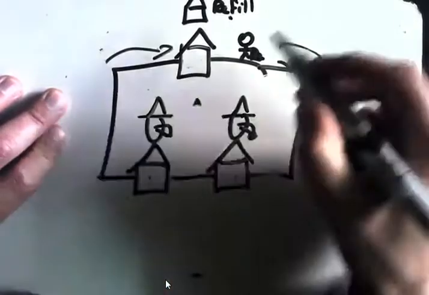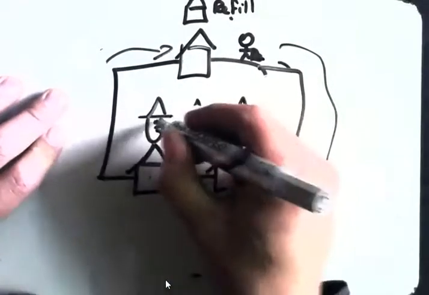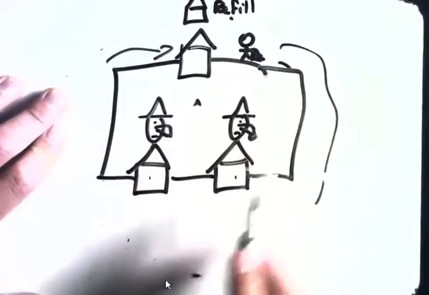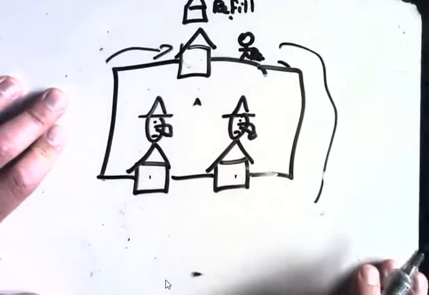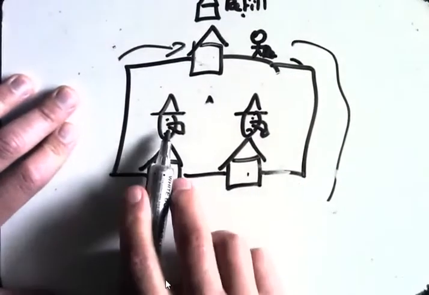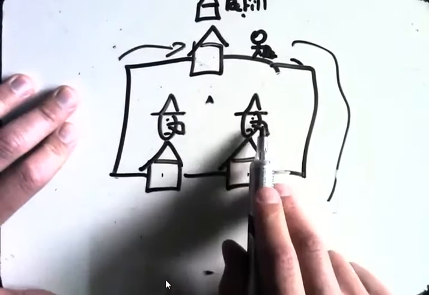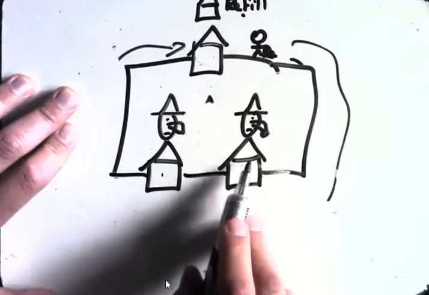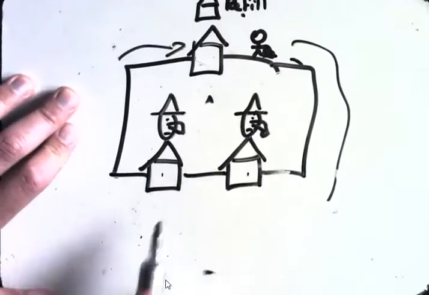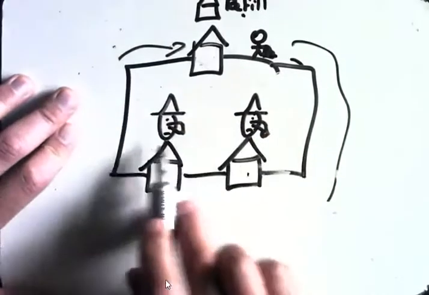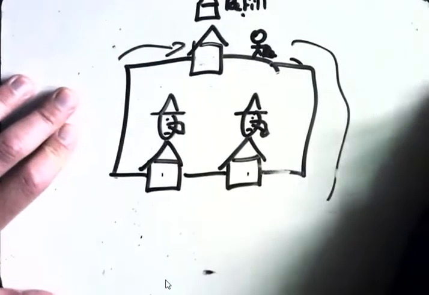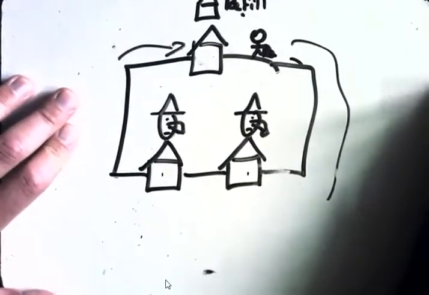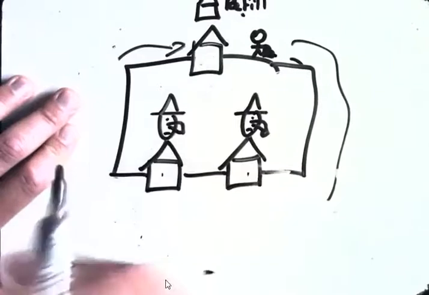Okay, so if the witches are equally ugly, they will share the energy equally. If this witch is uglier than that one, the uglier witch will have more energy, and the less ugly witch will have less energy. Now, the ugliness of the witches is a measure of the resistance, how difficult it is for the electrons to pass.